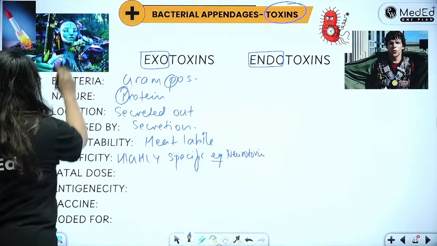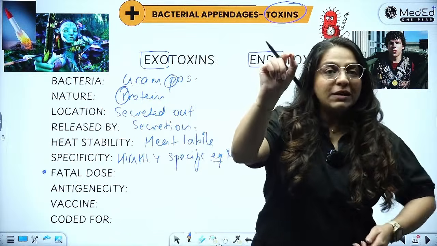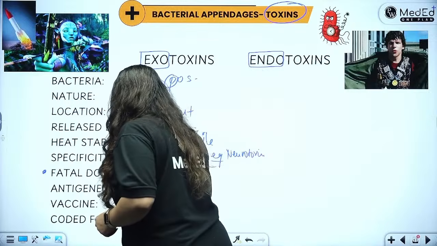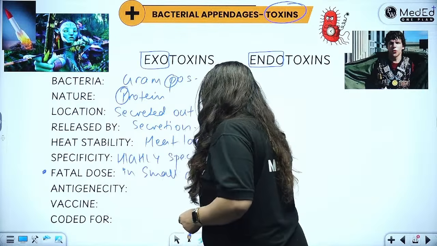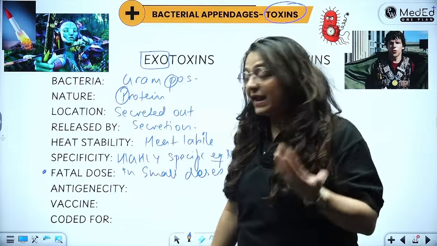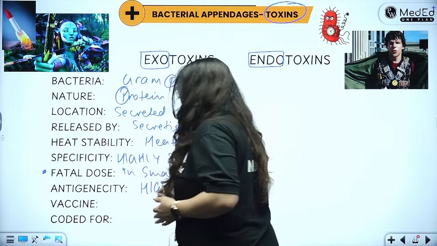Fatal dose. These are tiny arrows which can take down a horse. So even a small amount of exotoxin is enough to kill an organism. That is why they are fatal even in small doses. And antigenicity. If something is so fatal, it is going to be highly antigenic, and something which is highly antigenic is also going to be highly immunogenic.